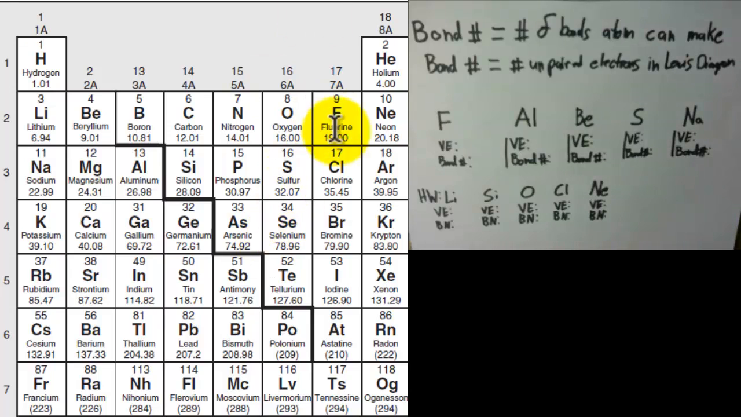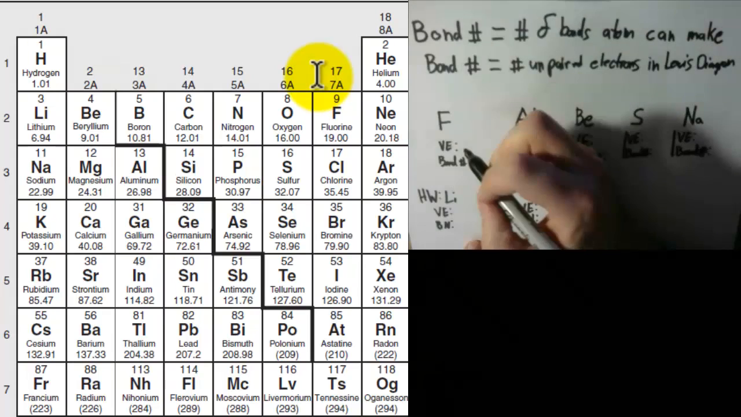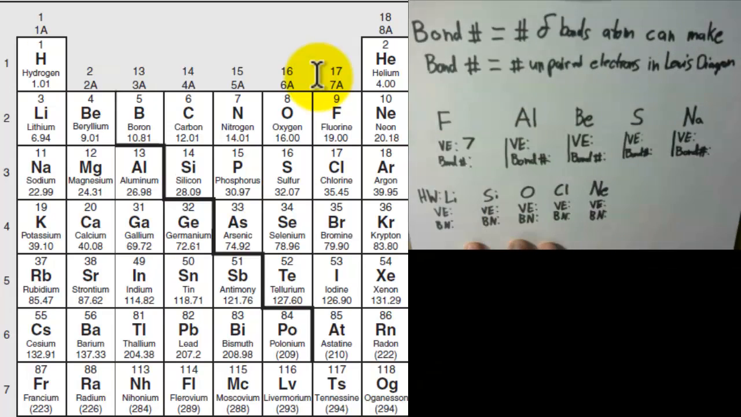So fluorine is element number 9. It's in group 7A, or 17. Since it's in group 7A, it has 7 valence electrons. So that means that for our picture, we're going to draw 7 electrons around this fluorine.